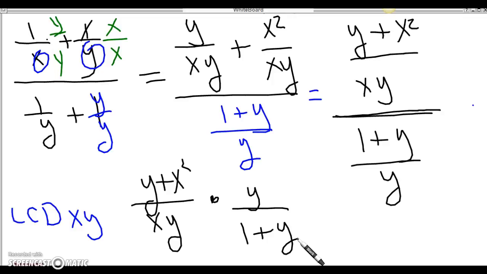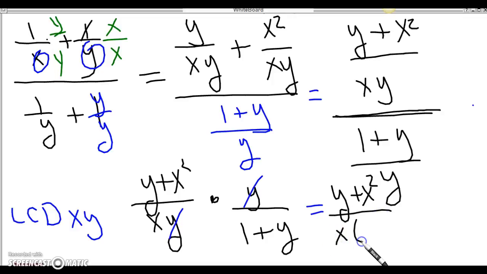And now I'm going to cross out things that they have alike. So here, this x times y and this y, since they're just two things that are multiplying, they're alike, and I can cross out the y's. My y plus x squared is connected, so I can't just cross anything out. So I have to have something exactly like it. And my 1 plus y is also connected, so I can have something just like that, and I don't. So my final answer is y plus x squared over x times 1 plus y. I can go ahead and multiply that out, or I can leave it the way it is.